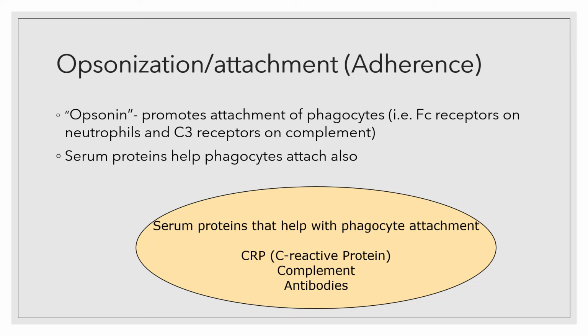Serum proteins help phagocytes attach also. Serum proteins that help with phagocyte attachment would be C-reactive protein, complement, which is a series of proteins in plasma, and antibodies.